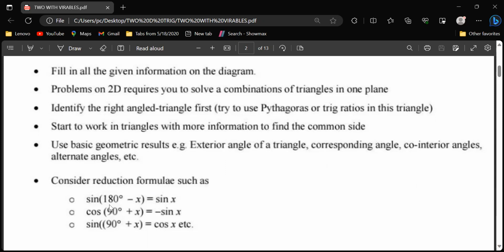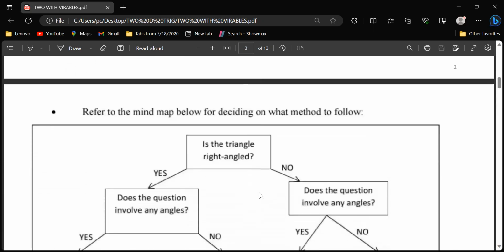Now, for example, if I have 180 minus x, it is going to be written as sine x. Okay? If I have cos 90 plus x, it is going to be written as minus. Remember, if it's cos 90, it changes. Instead of cos, it's going to become what? Sine. And if it's a sine, instead of having a sine here, you're going to have what? A cos. Because with 90, it reduces and changes, while 180 can only reduce.